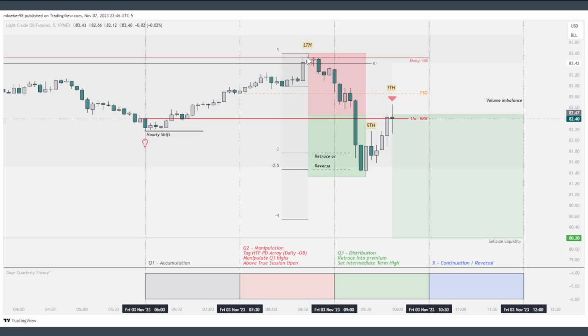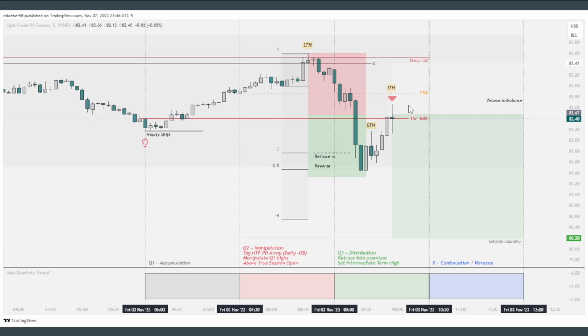this swing low to this swing high. Price retraces into premium of that M5 swing. We set a short-term high here that gets violated. We create an intermediate term high that reaches premium of the range, and my entry was exactly at premium of the range with a stop loss set at the high that was ran from quarter 2's manipulation phase.